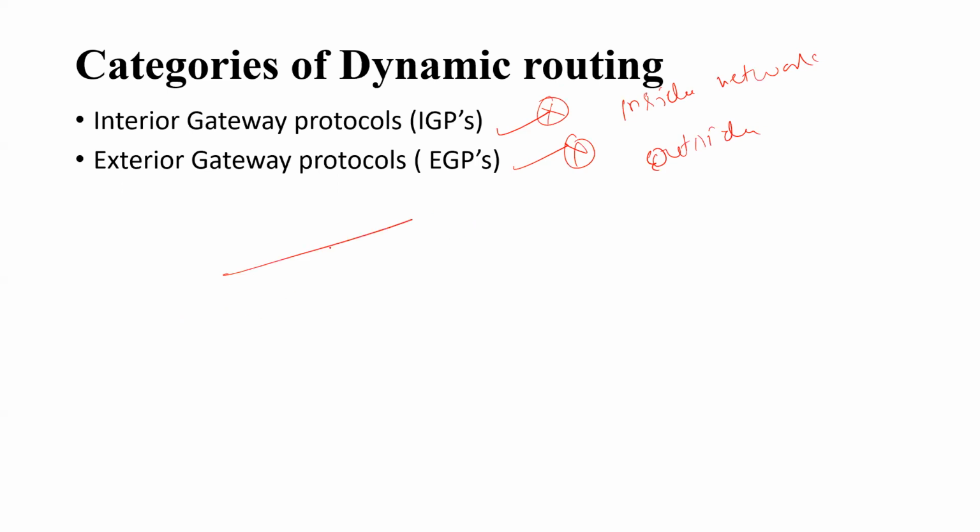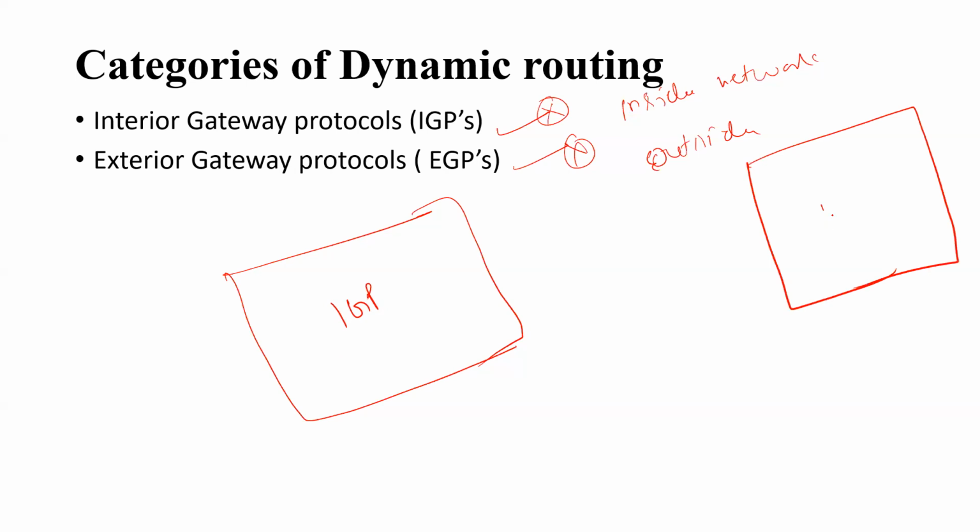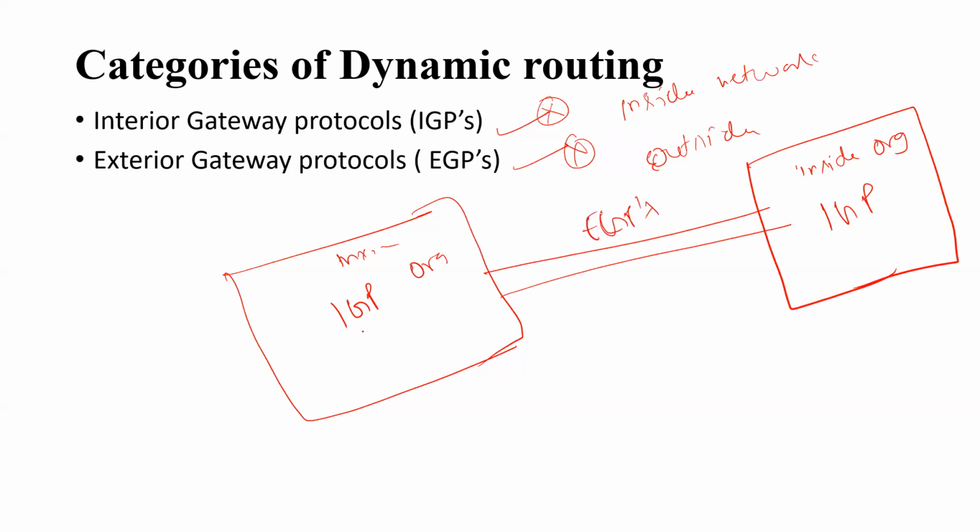Suppose this is an organization. Internally we will have n number of routers. In the internal organization, we use interior gateway routing protocols. Suppose we have one more company that is using IGP inside its organization. Now these two organizations want to communicate with each other, then they need to configure an exterior gateway protocol, EGP. Inside, IGP; between the IGPs, we go with EGP, that is exterior gateway protocols.